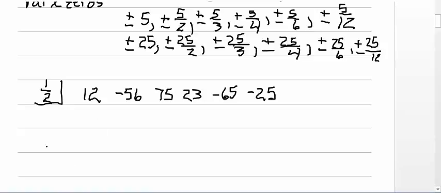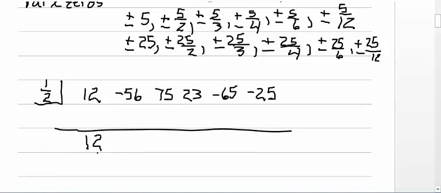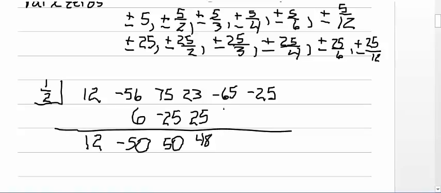And if any power of x was missing, you would make that coefficient 0. So like if I didn't have an x to the 4th term, I would write a 0 where the negative 56 is. I bring down the 12, multiply by 1/2, and I get 6. Add that to negative 56, I get negative 50 times 1/2, negative 25, and I multiply that by 1/2, I get a positive. When I add that, I get 50 times 1/2 is 25. Adding gives me 48.